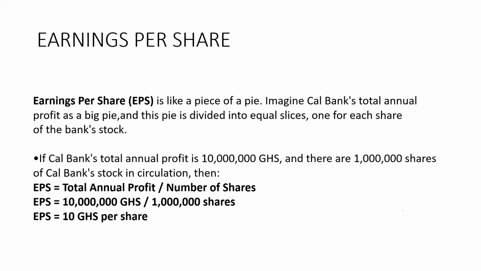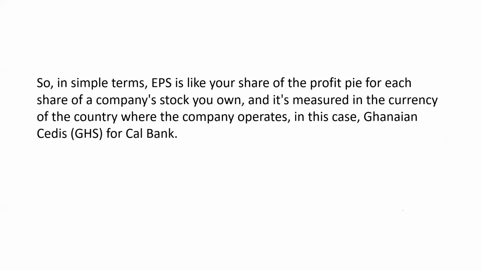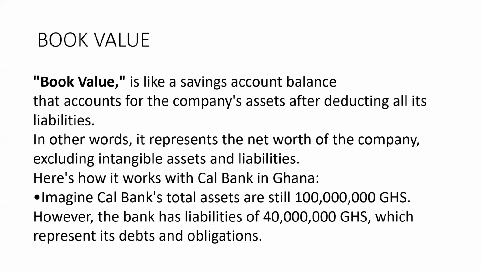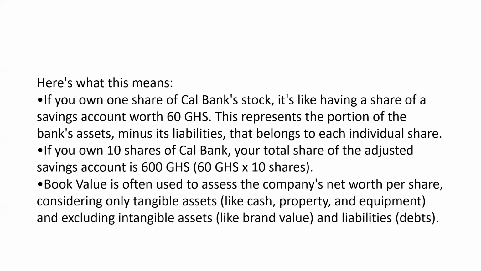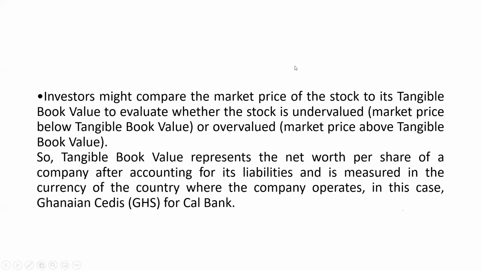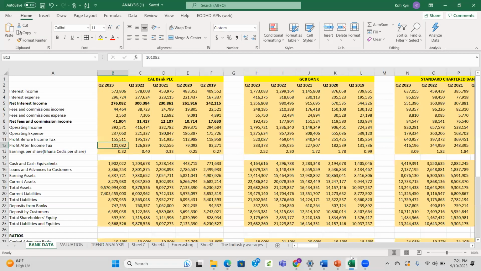So earnings per share. This is also a very simple analogy that I made. The formula is the total annual profit divided by the number of shares, that's the outstanding shares. And these are also detailed explanations of the earnings per share. We have an explanation of the book value too here. So let me just go straight to the Excel we've been working in so that we understand how to go about it.